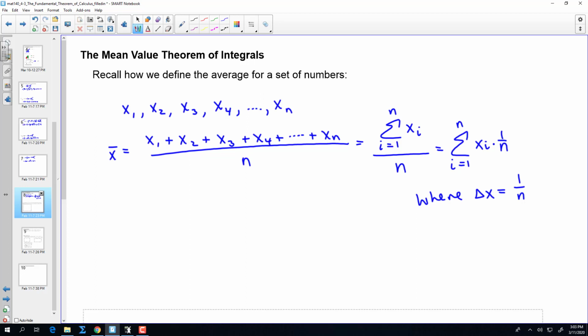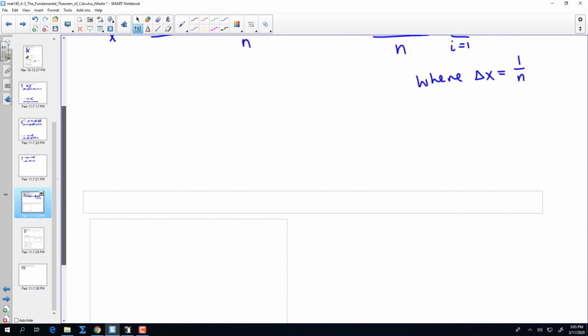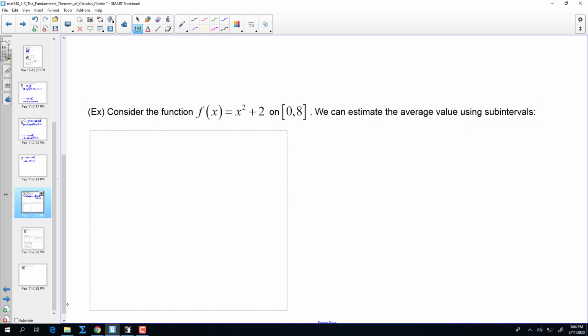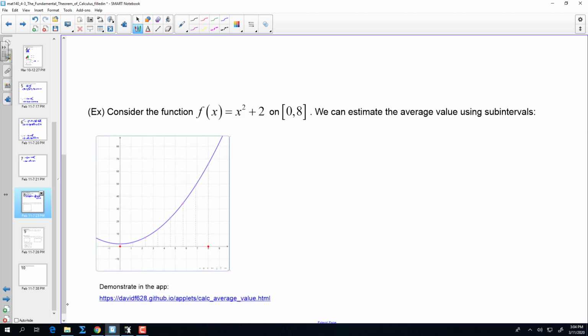So we can use the concept of integration through different types of applications. It doesn't just have to be areas under curves. Here we can actually get averages of functions. So consider the function f of x equals x squared plus 2 on the interval from 0 to 8. What we can do is we can estimate the average value on different subintervals.